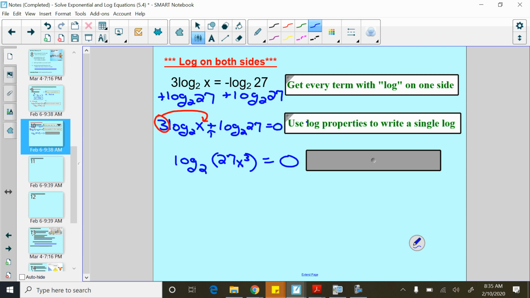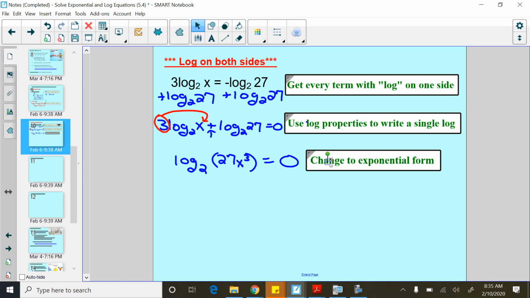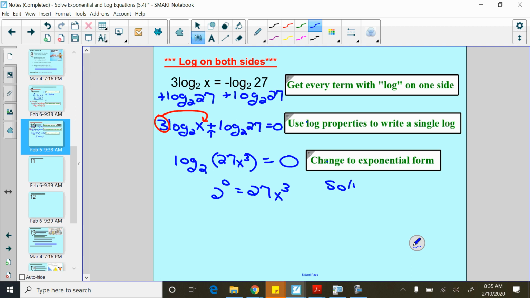Well, this now is exactly like the problem that you did in your last example, because 1 log is going to, in some way, shape, or form, change. So you change forms. 2 to the 0 is equal to 27 x to the third. So our 2 logs become 1 log. 1 log becomes change because we change the forms. And after that, the next thing we do is solve.